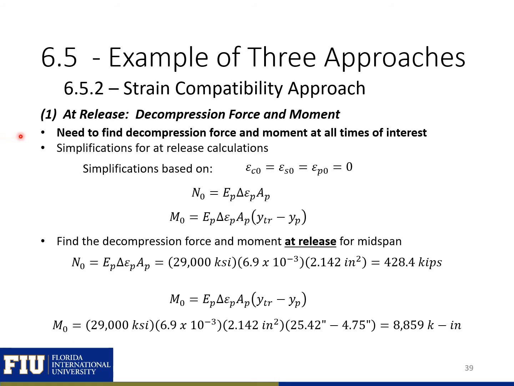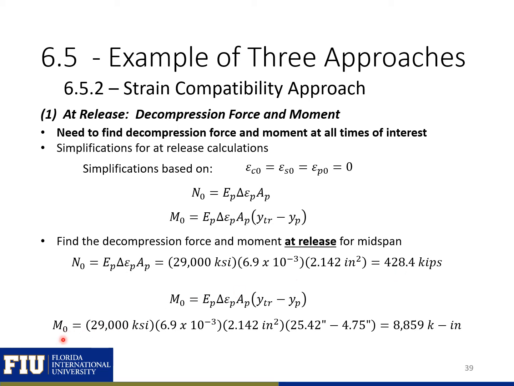So the first point that we're going to find is our stresses at release. And to do this, we'll need to find our decompression force and moment at release. So here we have our decompression force at release. We use our EP effective, our locked-in strain differential, and the area of our pre-stressing to find the decompression force here, equal to 428.4 kips.